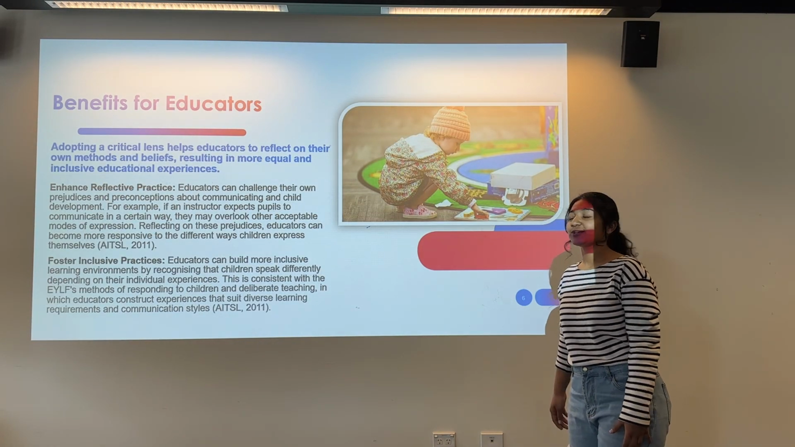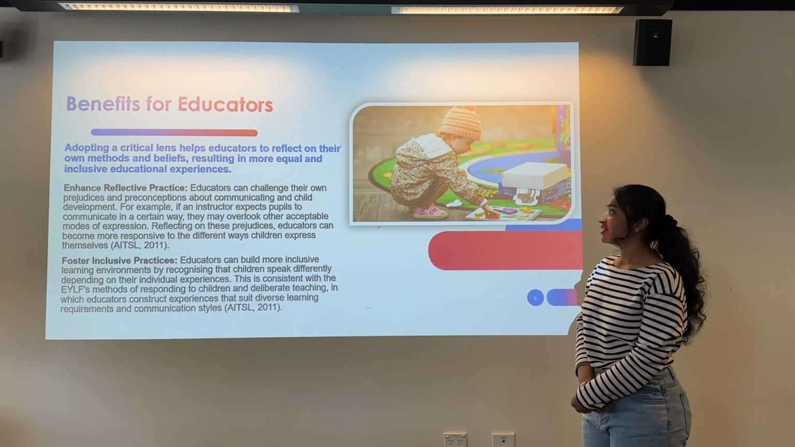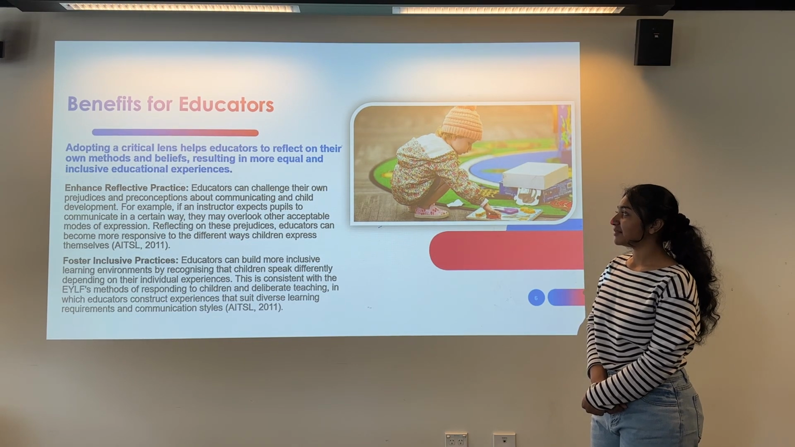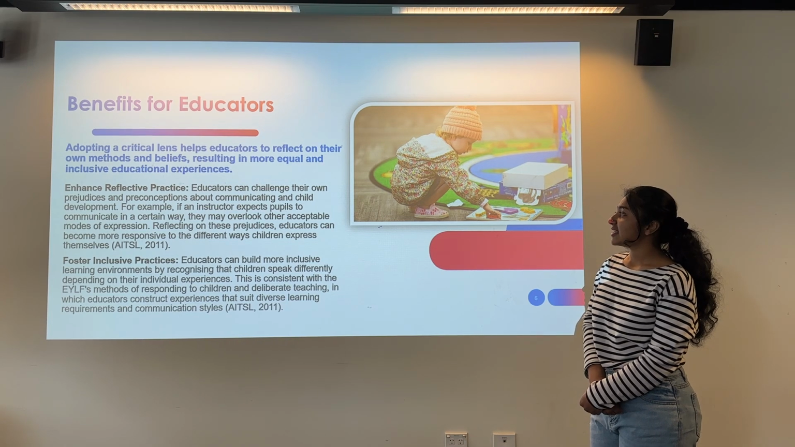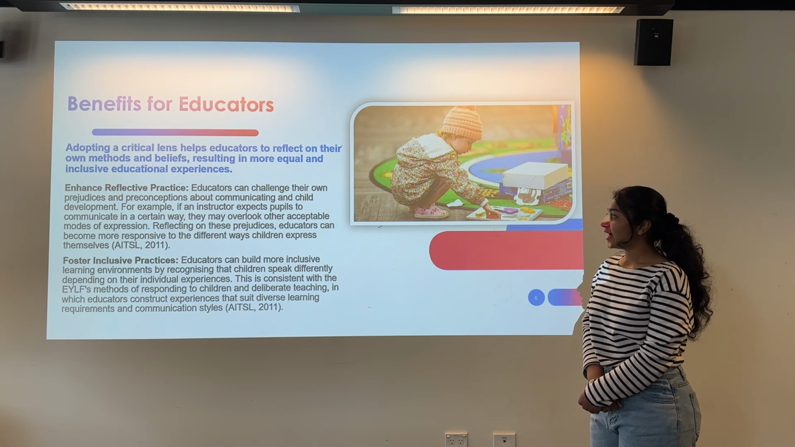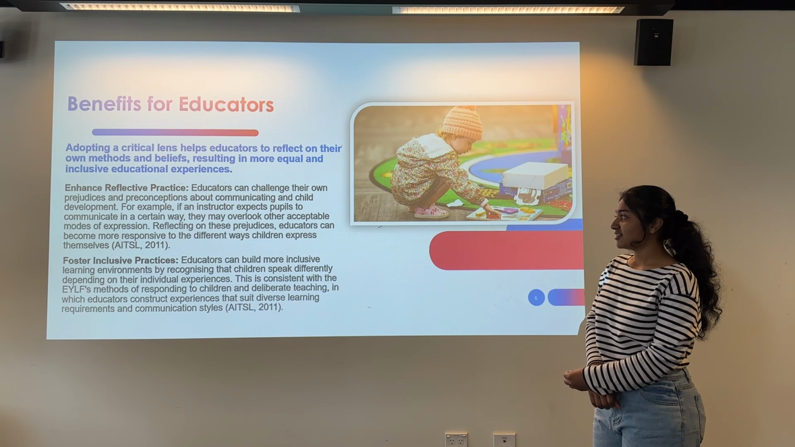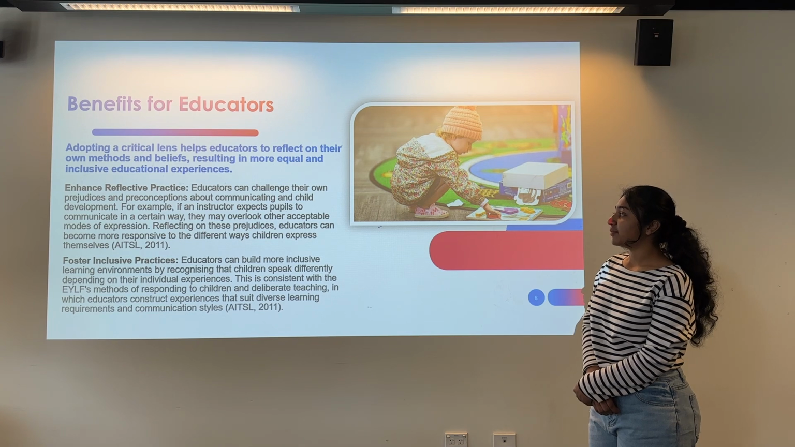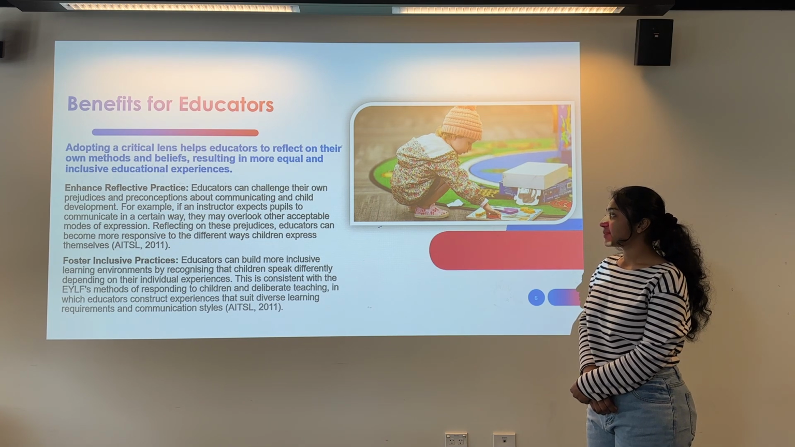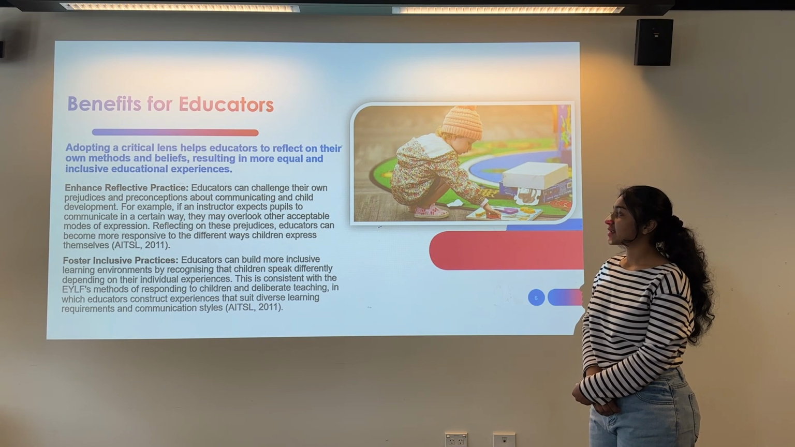Hello, here I am going to describe the benefits for educators. Adopting a critical lens helps educators to reflect on their own methods and beliefs, resulting in more equal and inclusive educational experiences. Enhance reflective practice. Educators can challenge their own prejudices and preconceptions about communicating and child development. For example, if an instructor expects pupils to communicate in a certain way, they may overlook other acceptable modes of expression. By reflecting on these prejudices, educators can become more responsive to the different ways children express themselves.